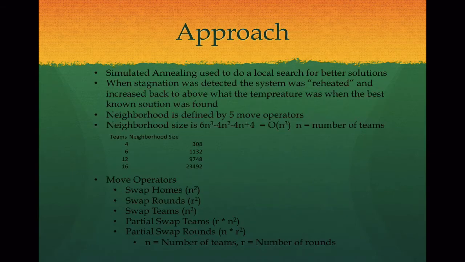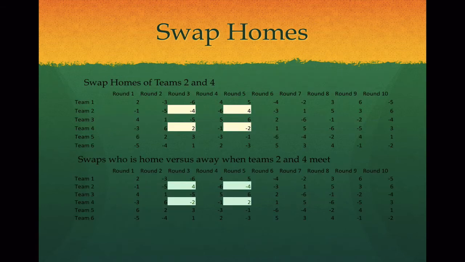The approach I used was a simulated annealing type approach. In order to try to prevent stagnation, I would reheat the system in order to promote more random type moves. For each move, it was a neighborhood of 5 different operators. The operators were swap homes, swap rounds, swap teams, partial swap teams, and partial swap rounds. As you can see, the neighborhoods were quite large. Just 4 teams was a neighborhood of over 300, while when you got up to 16 teams, the neighborhood was over 22,000.